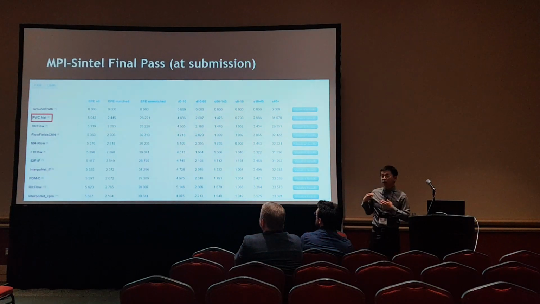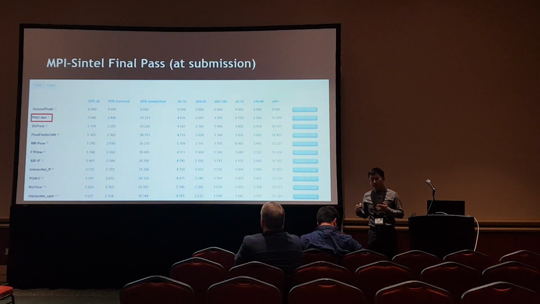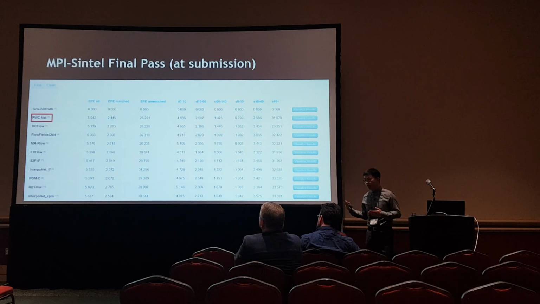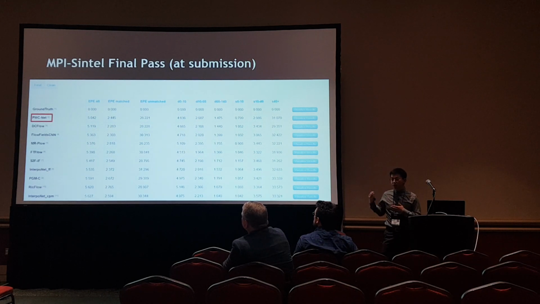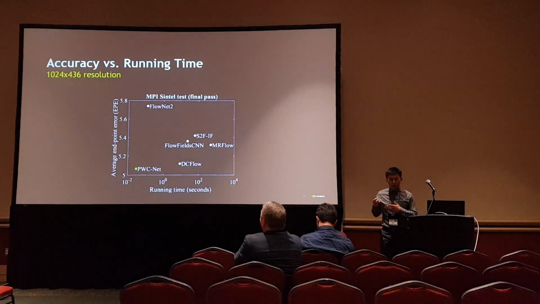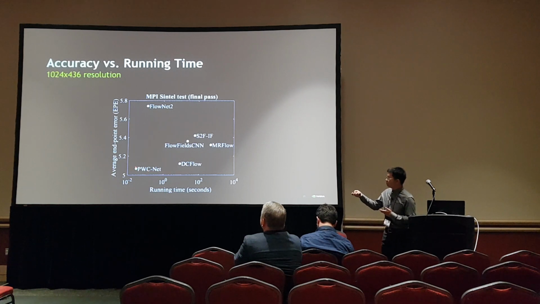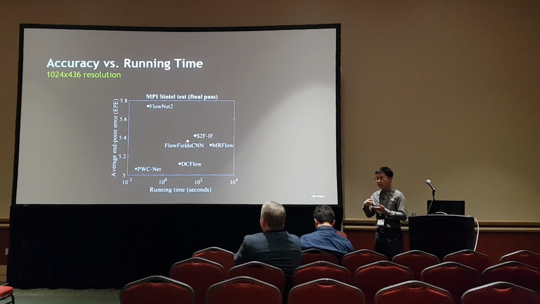And this is the Sintel final pass public table at the time of submission of our paper to CVPR. PWC net was top ranked. And if you compare the performance and the accuracy, it does not only perform at the state-of-the-art, but also the running time is much faster. It's about 35 frames per second on NVIDIA Titan X.